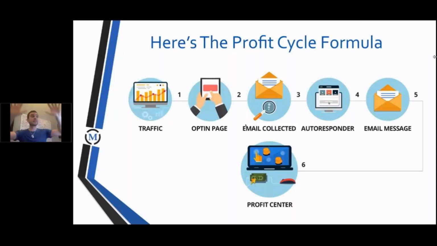Now, instead of sending them to one of these big web pages, what we want to do is send them to an opt-in page. Now, this opt-in page is designed to grab their email address. You see right there where it says step number 3, emails are collected. Now, the reason that this is so important is, let me ask you guys something. If you have 1 million people come to your website, and let's say, I don't know, 40% of them put their email address in, and you've got 400,000 people on your email list.